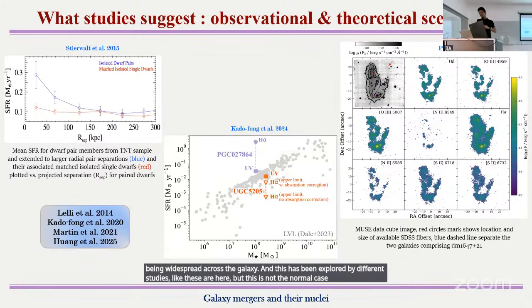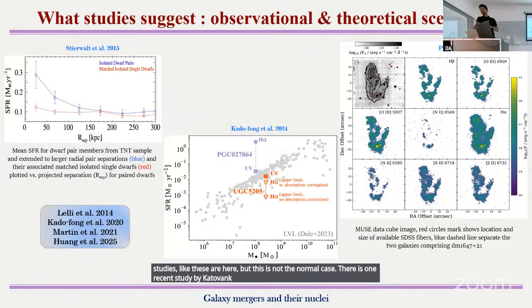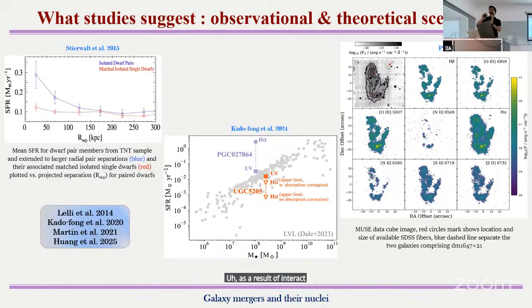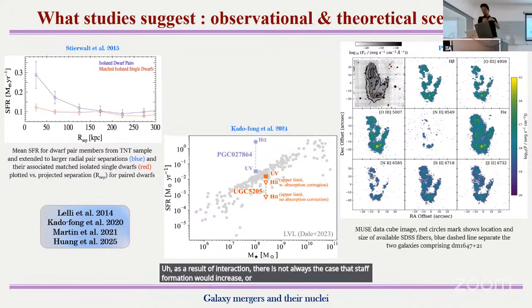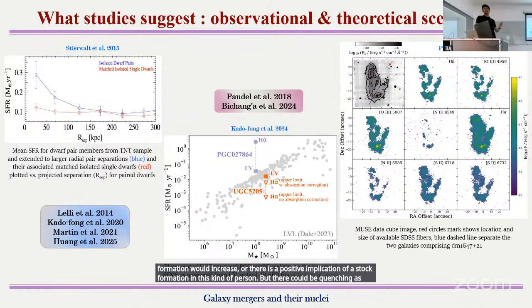There is one recent study by Chauhan, and he suggested that as a result of interaction, it is not always the case that star formation would increase or that there is a positive implication for star formation in these kinds of galaxies, but there could be quenching as well. So it suggests that, apart from the interaction, there are several other internal mechanisms working that could influence the star forming properties of these dwarf galaxies, considering galaxy evolution as a whole.